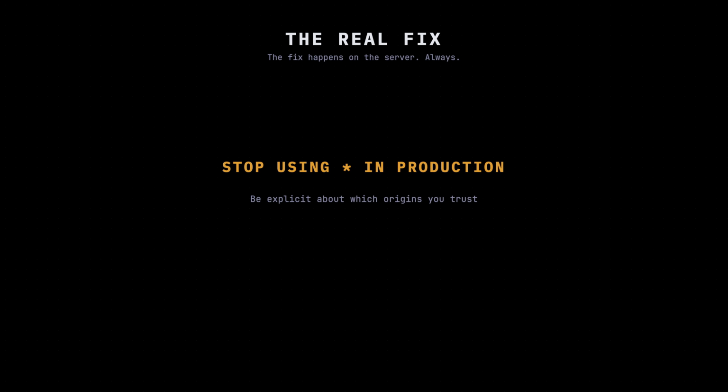Understanding what's underneath helps you when things break. My opinion is to stop using Access-Control-Allow-Origin with a star in production. Be explicit about which origins you trust. It takes 30 seconds to configure and saves you from a whole class of problems.